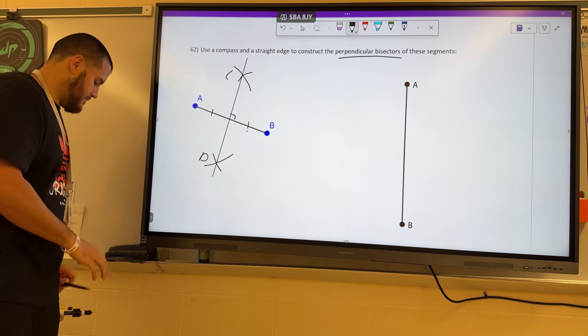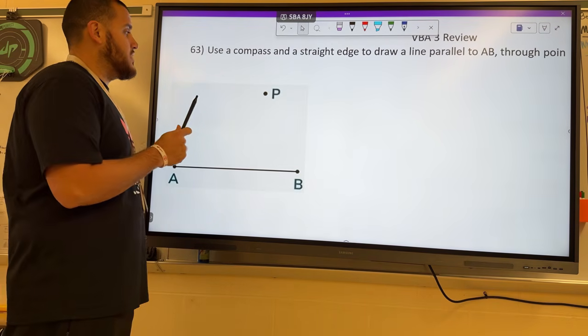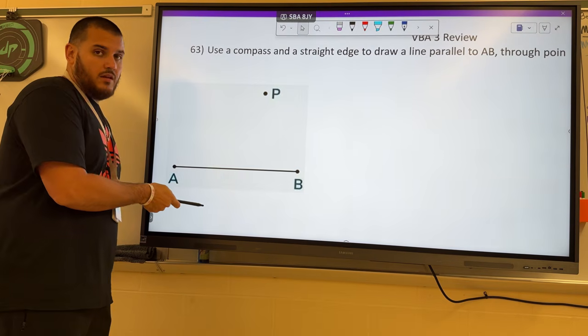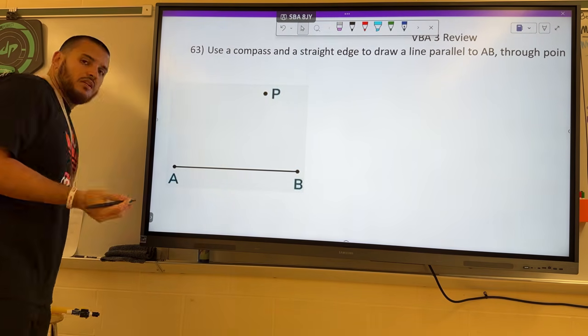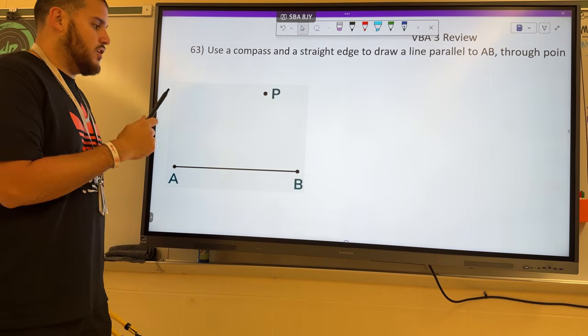Perpendicular bisector. In our next construction, we need to draw a line parallel to AB that goes through point P. This one's a little tricky, but essentially all we're going to be doing is creating congruent angles.